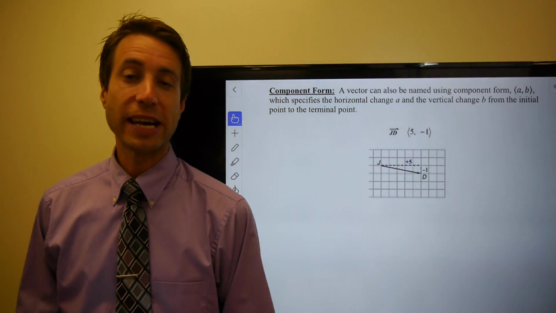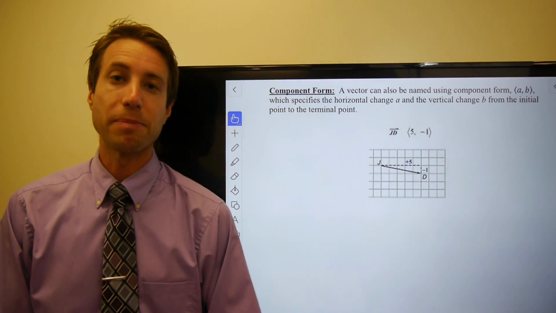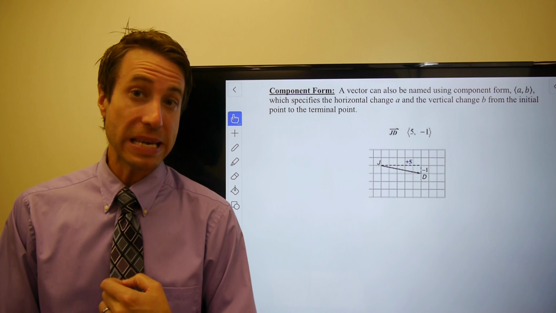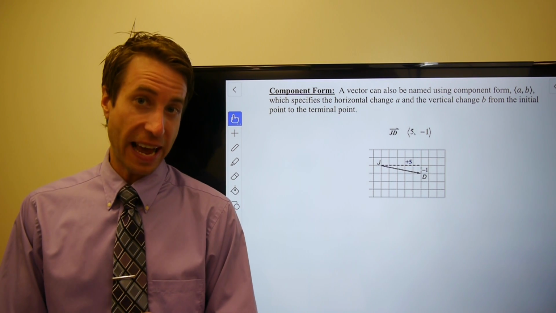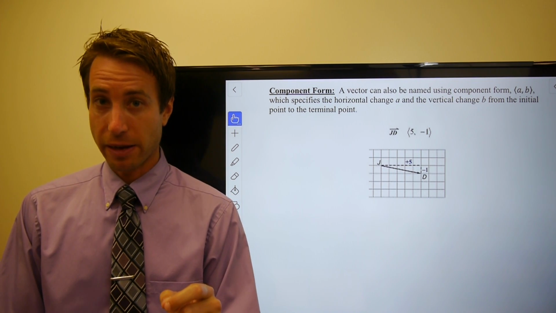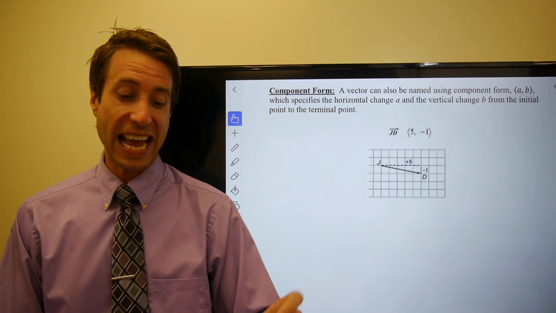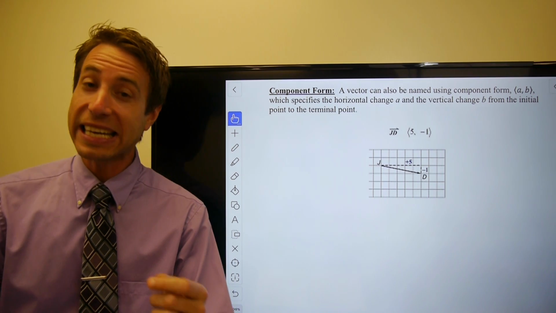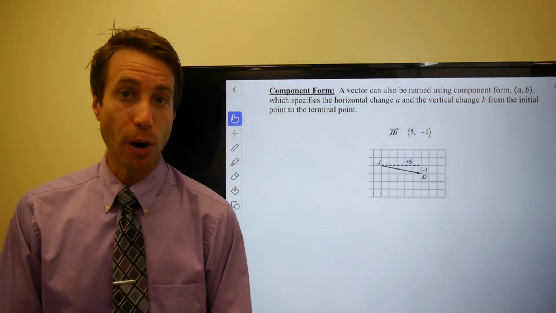Alright guys, welcome to this page of the notes. Now what we're going to do is begin to take a look at how you go about giving me a translation vector if you're given the pre-image and the image. So let's first start by talking about writing a vector in component form.